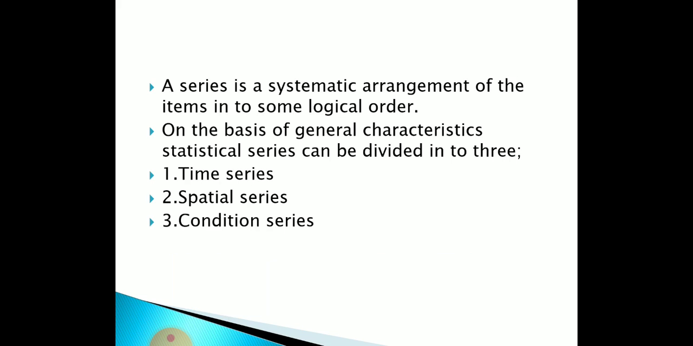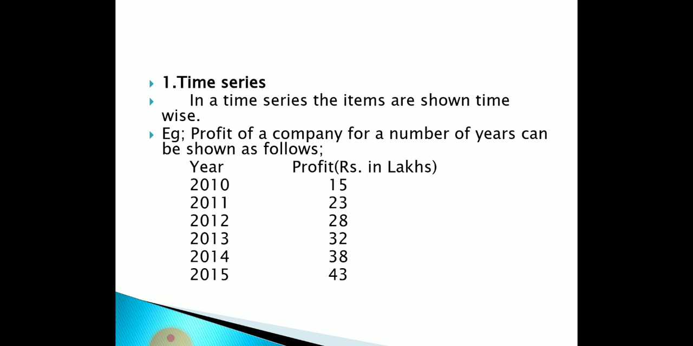Series here means a systematic arrangement of information or quantitative information in a logical order. On the basis of the common characteristics, the statistical series can be divided into three types: time series, spatial series, and condition series. Okay, then what is time series?